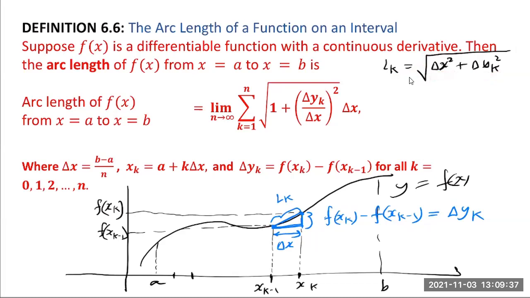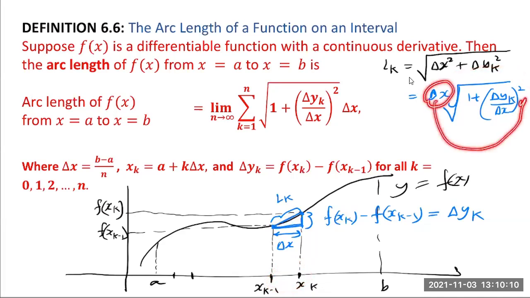Now I am going to modify this a little bit. I'm going to pull out the delta x squared. If you pull out a delta x squared, you get delta x times the square root of 1 plus delta yk squared divided by delta x squared, that means delta yk divided by delta x, whole thing squared. Remember you have delta x outside. So the length of this line segment in the kth interval is given by this expression. If I want, I can put this delta x here, this quantity times delta x.